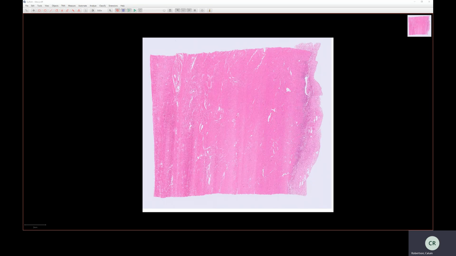Hi, it's Callum. So we're going to look quickly at the structure of the uterine wall. We're going to go into more detail about the endometrial histology in the next few videos, but this is just really to give you an overview of the structure.